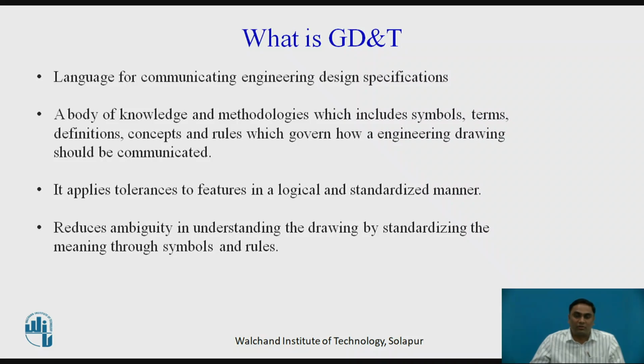It is a body of knowledge and methodologies which includes symbols, terms, definitions, concepts, and rules which govern how engineering drawings should be communicated. This is one tool which can be used for communication. It applies tolerances to features in a logical and standardized manner. It means tolerances are added to the features to understand the meaning of the feature and the manufacturing method of the feature. It also reduces ambiguity in understanding the drawing by standardizing the meaning through symbols and rules which are used for GD&T. So we'll move further. This is basically what GD&T is.